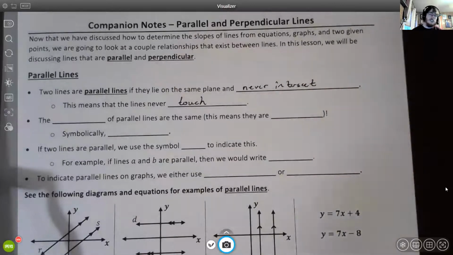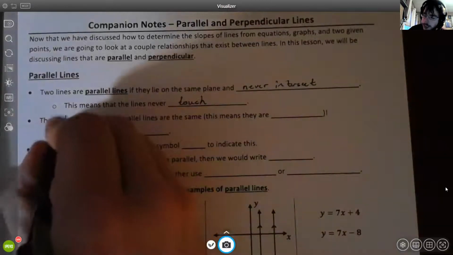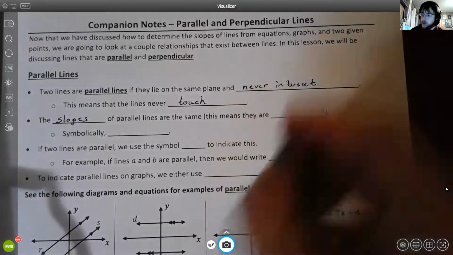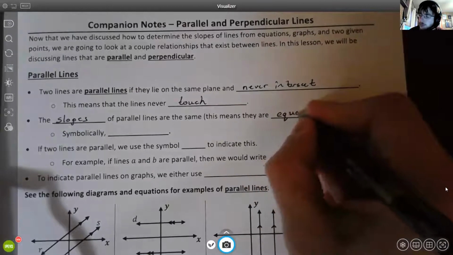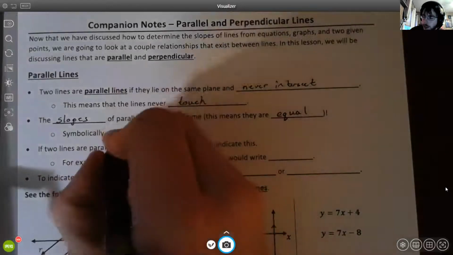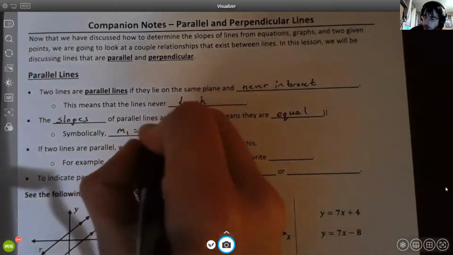Now, since the lines never intersect, that means that the slopes have a specific property. The slopes of parallel lines must be exactly the same. Okay? The same sign, same value. This means they are equal. So symbolically, the slope of the first line has to equal the slope of the second line. So M1 must equal M2.